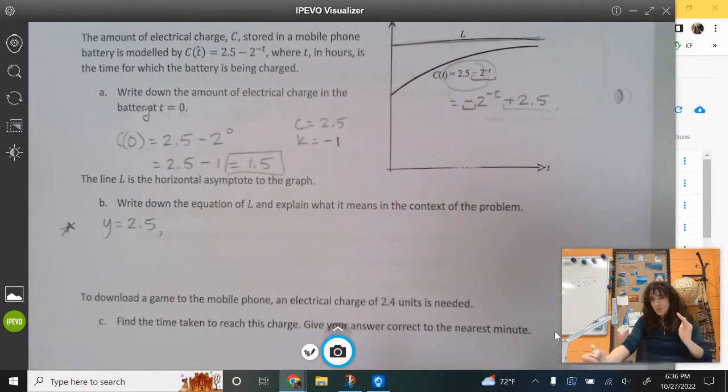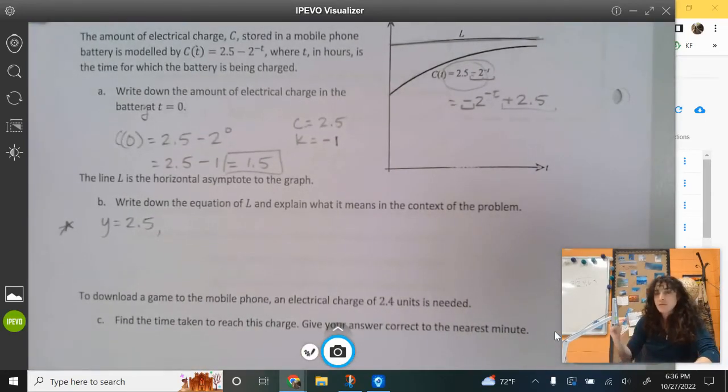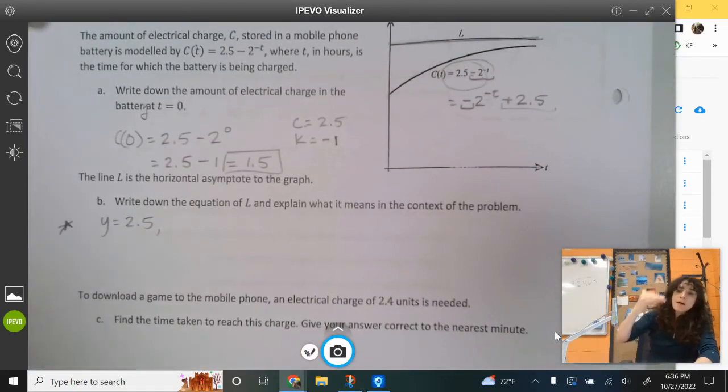This means that the graph will approach that 2.5, but it'll never go above 2.5. It might reach 2.5 in the application in the real world. Mathematically, no, but technically, yes, it'll probably reach 2.5. But what this really means in the context of the problem is that the battery will never go above 2.5.